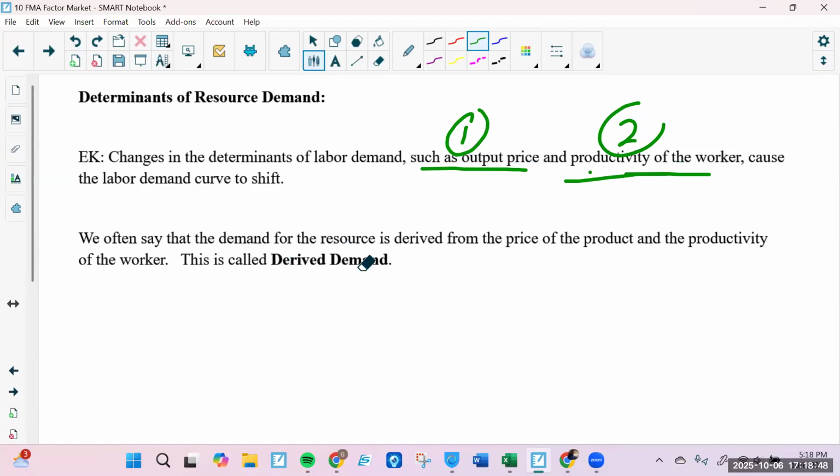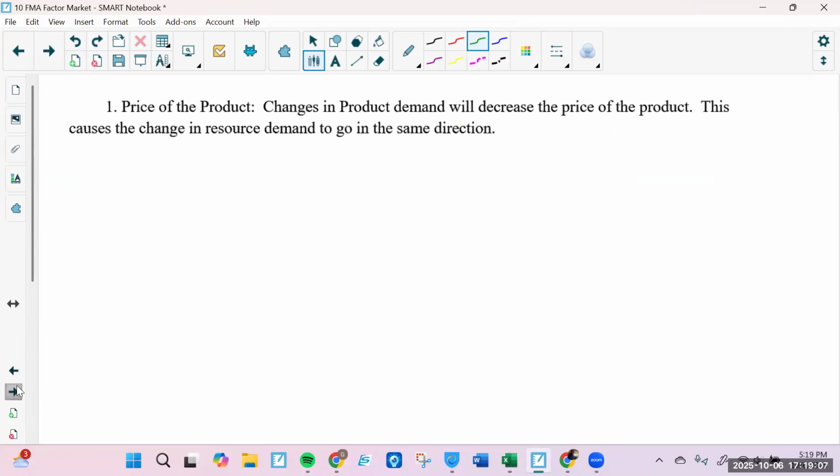We call this derived demand. If they ever ask it on the AP exam, you've got to explain it. You've got to say derived demand is the demand for the worker derives from, or comes from, the price of the product and the productivity of the worker. So you need to memorize that: price of the product and the productivity of the worker. And I'm about to show you what these both mean. Okay, price of the product.